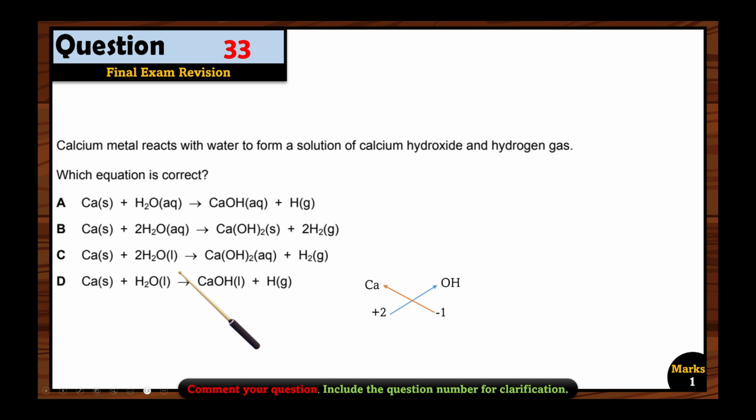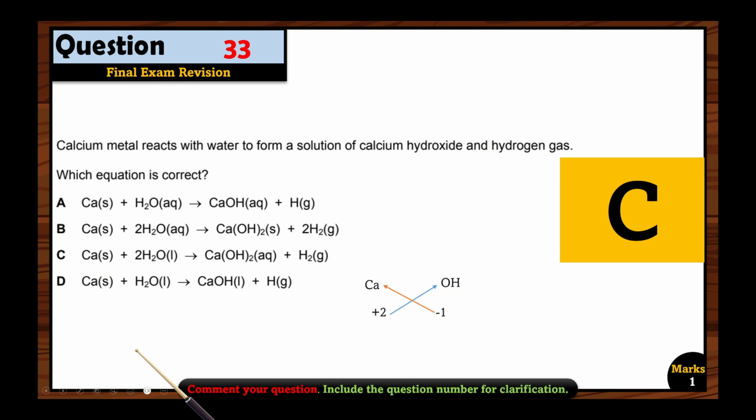Now we have to balance this equation. But before balancing the equation, if you see clearly, here they have used the symbol aq for the water, but here they have used l. And I already told you for water, we always use the symbol l. So option C is right. You don't even have to look at balancing the equation. It will already be balanced. So that's why option C is the right option.